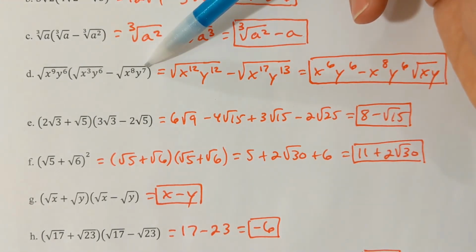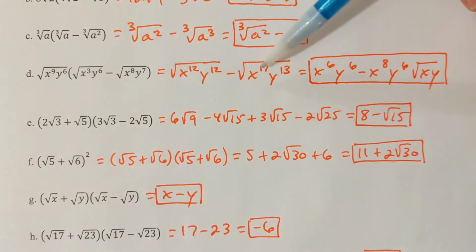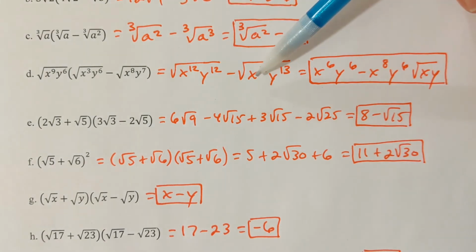Distribute this into the second term also. Okay, the square root of x to the 9th y to the 6th times the square root of x to the 8th y to the 7th. That'd be the square root of x to the 9th times x to the 8th is x to the 17th.